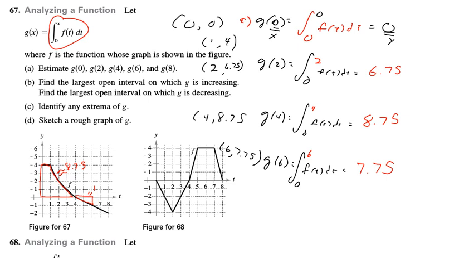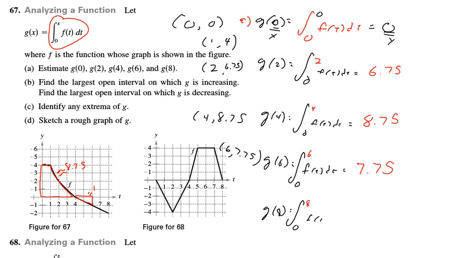So this is what the accumulation function shows you. It shows you how the graph is growing or shrinking, how the graph is accumulating growth, if it's increasing, or decreasing if it's negative. Last one, g of 8, from 0 to 8, the integral from 0 to 8 of f of t.